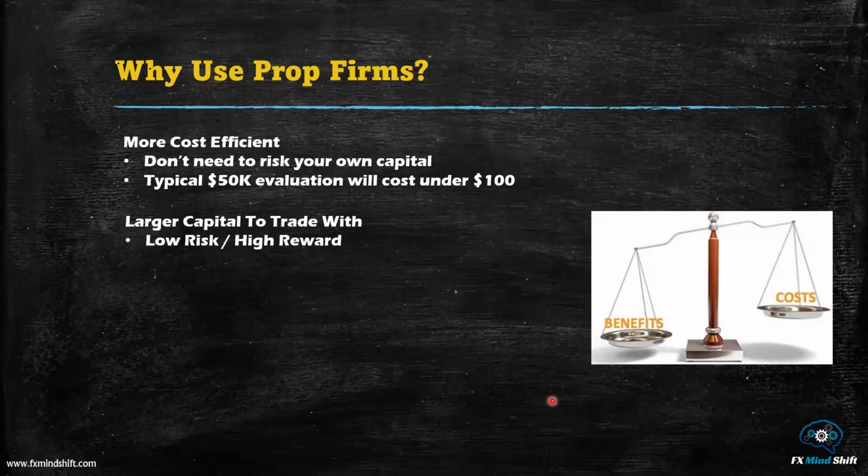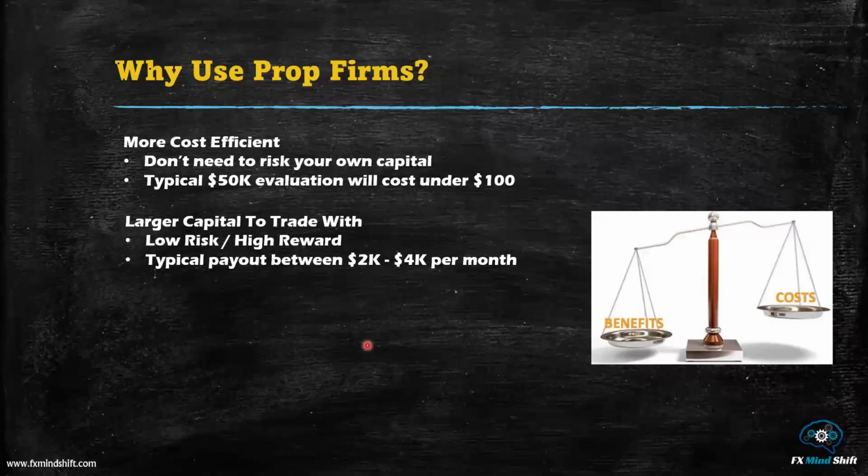So in essence, you have a low risk and a much higher reward in this case, because you're just risking the cost of the challenge, and then you're able to trade with the leverage of a 50K account. So typically, what you can expect with the numbers I said, $200 to $400 per day, a typical payout may be something between 2K and 4K per month. So how did I get to that number? Well, if you take $200 or $400 per day, and we have in a calendar month about 20 trading days. Now we're not going to expect to win every single day, so let's just ballpark it.